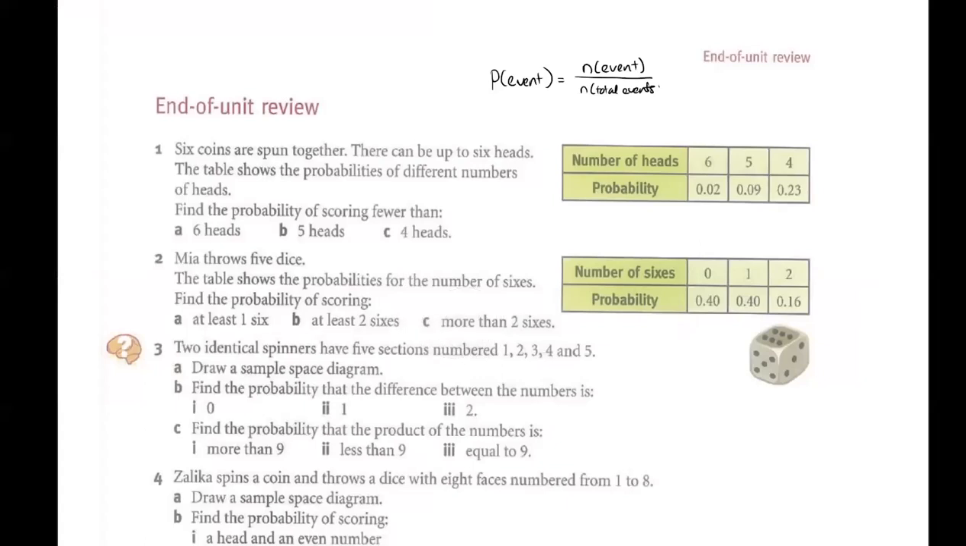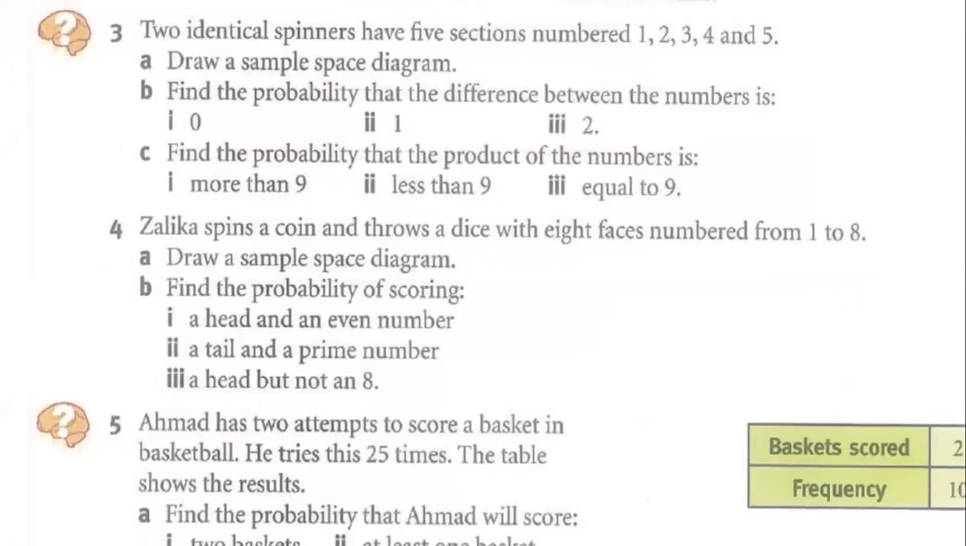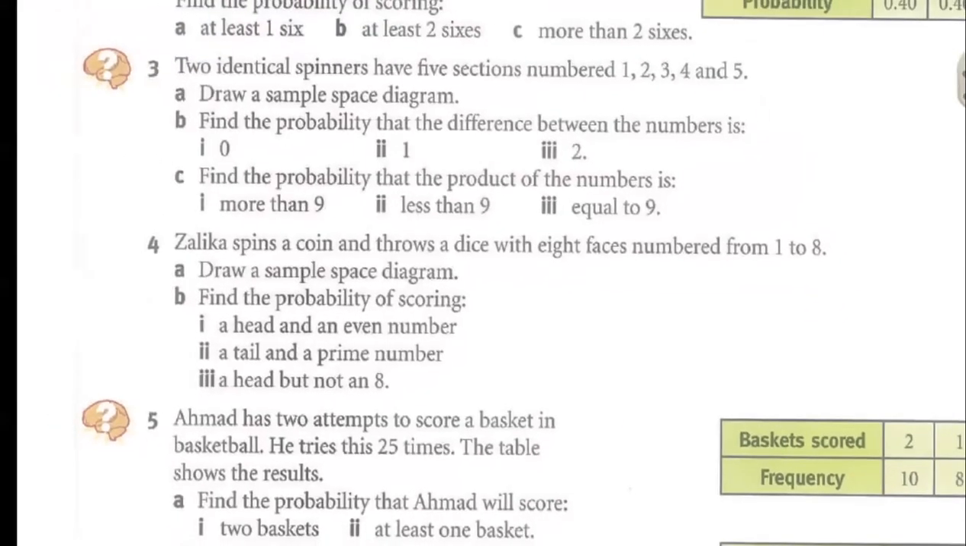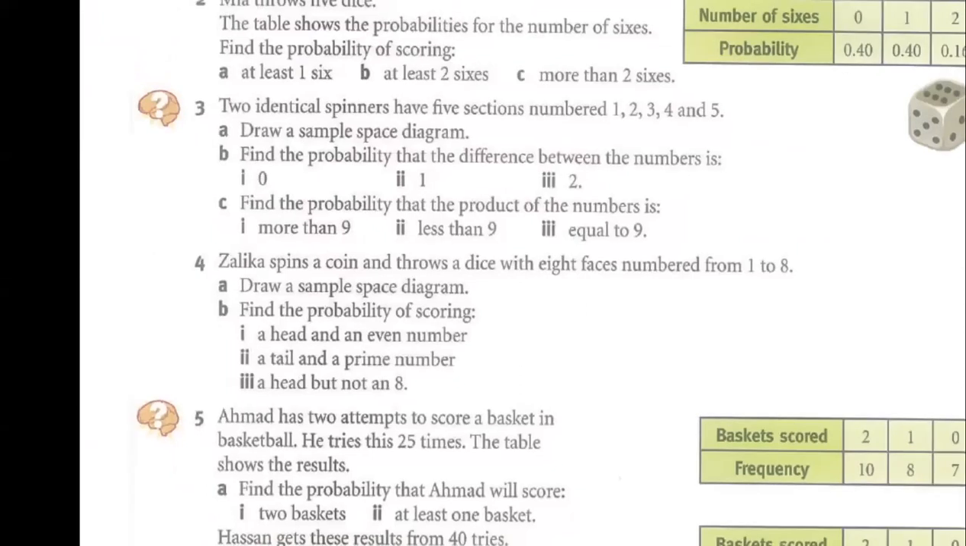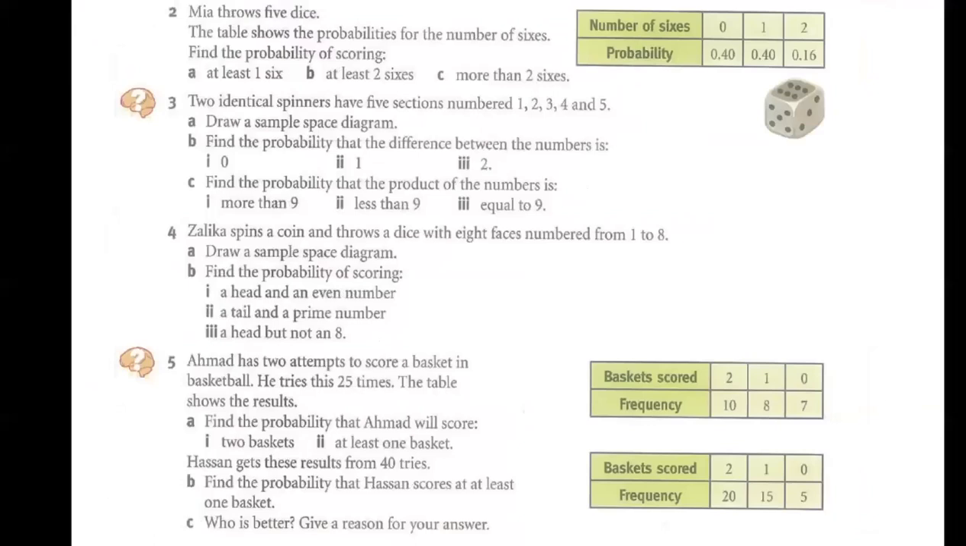Number 2. For number 3, 2 identical spinners have 5 sections numbered 1, 2, 3, 4, and 5. Draw a sample space diagram. So you need to draw a sample space where you have a spinner. It's not this one here. This is a die. This is for question number 2. Okay, nothing to do with this.